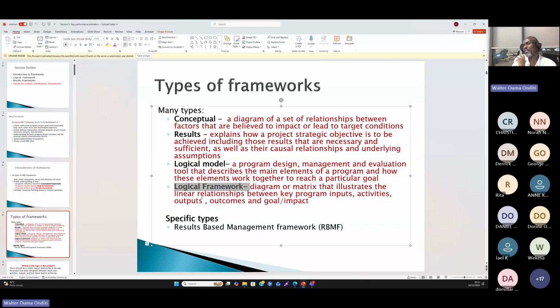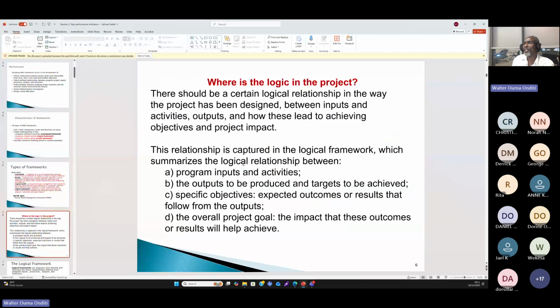The logical framework, this is the one that I want to concentrate on most, and this is where our assignment is. We had defined it before, but just to refresh: a diagram or a matrix that illustrates the linear relationship between the key program results hierarchy. Simply inputs, activity, outputs, outcomes, and, of course, impact. And then we may look at how that brings it into the result chain.